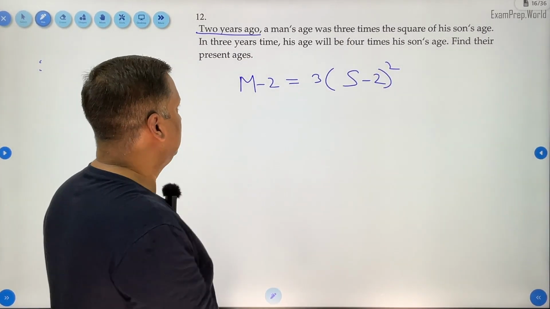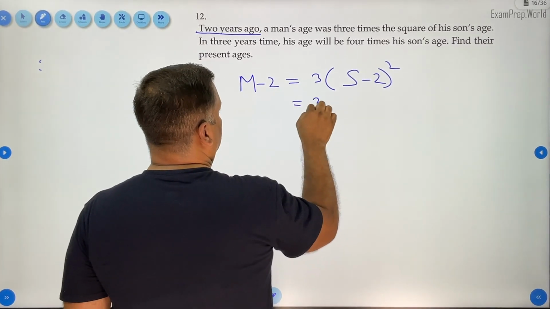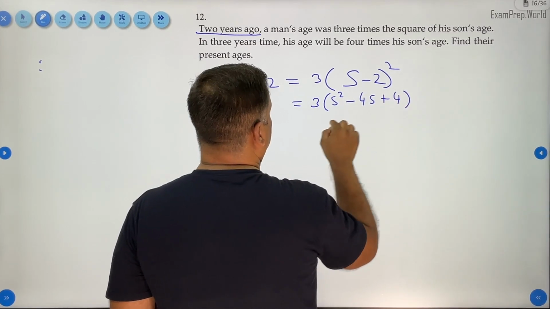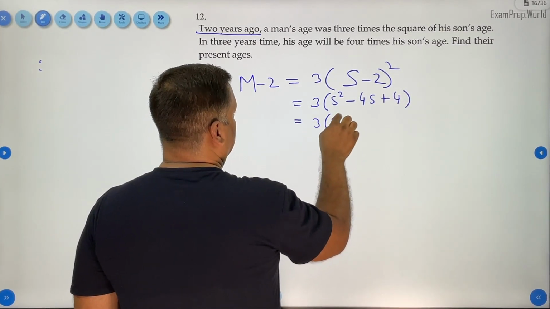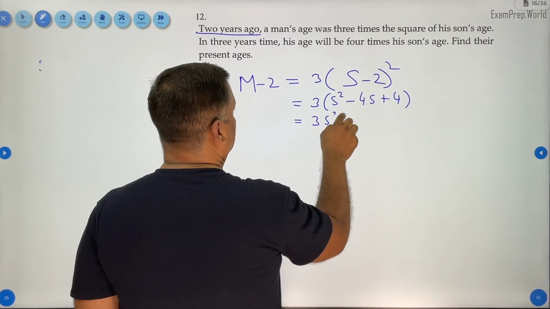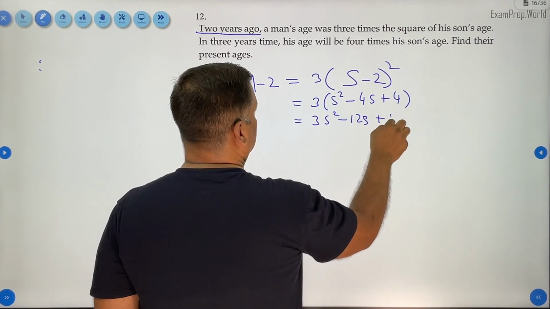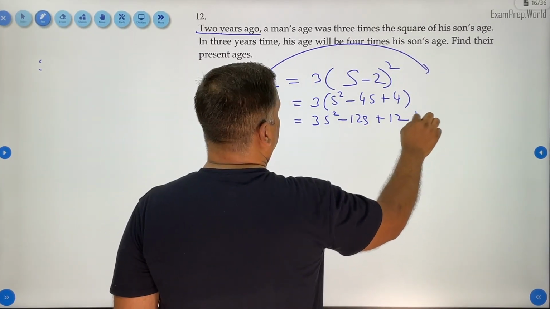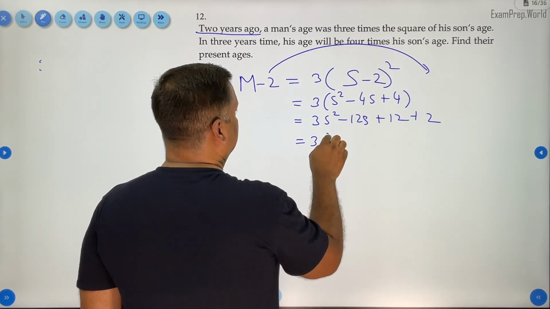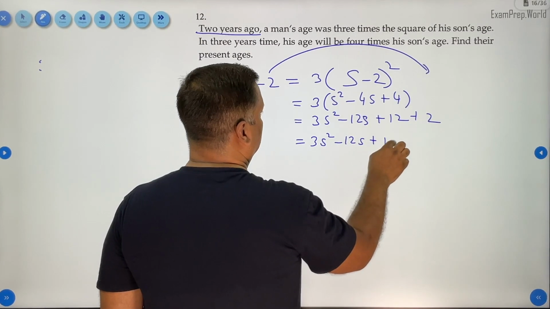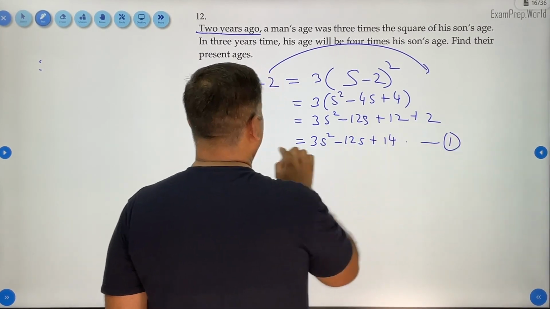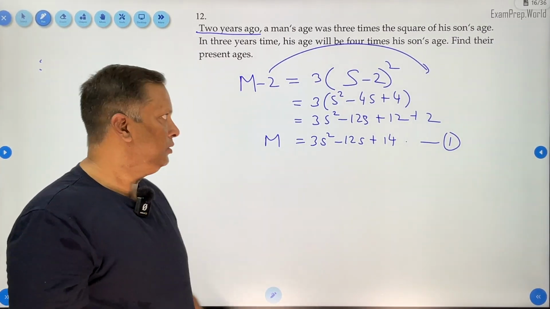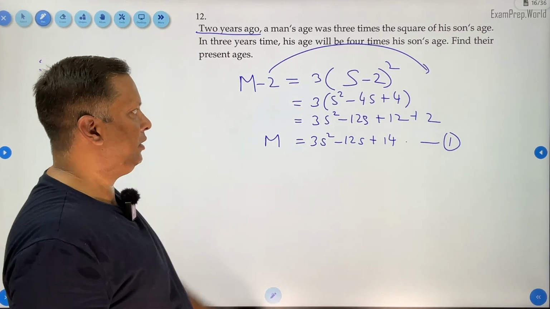Okay, can we solve this? 3 s square minus 4s plus 4, 3s square minus 12s plus 12, and this negative 2 will also go here and becomes plus 2. So we get 3s square minus 12s plus 14. This is your equation 1, which is representing m. Correct? Understood, right?